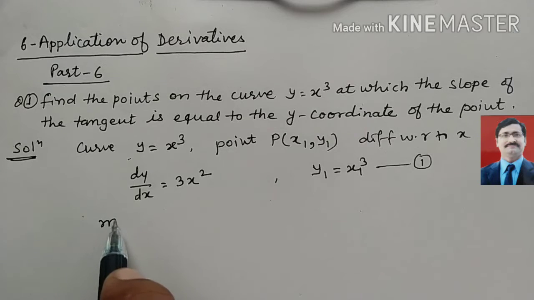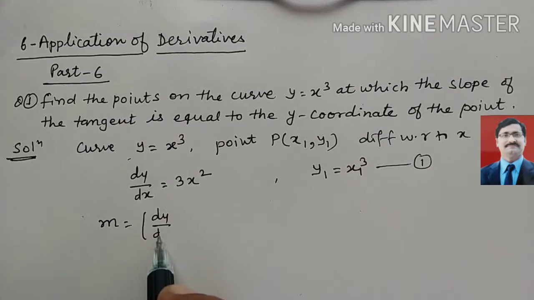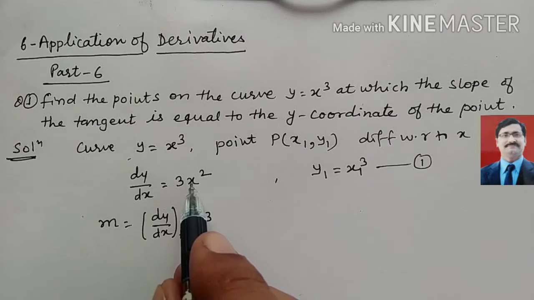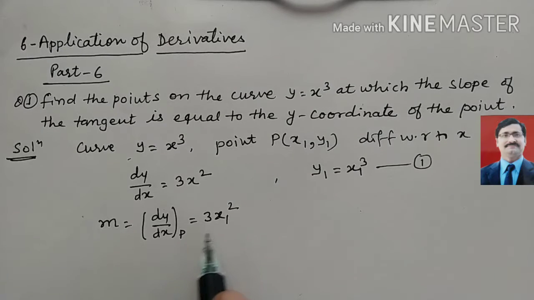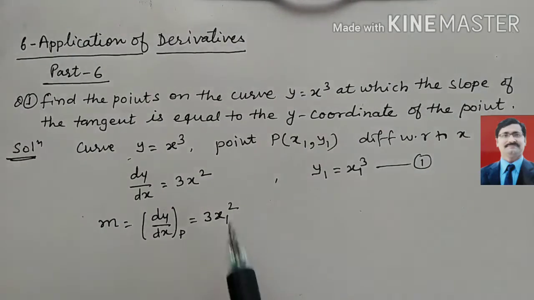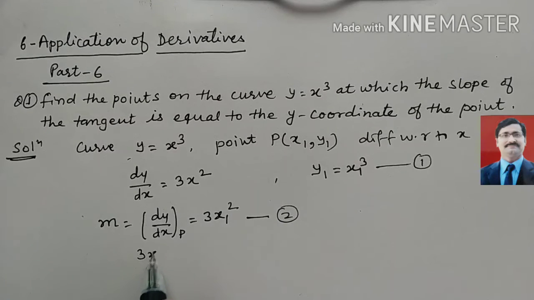Now we get the slope m. M means in this dy by dx we have to put the point, so in place of x we put x1, and we get the slope. Now in the question it is given that the slope of the tangent is equal to the y coordinate. This means 3x1 square, the slope, is equal to the y coordinate, which is y1. Now look here, this is equation 3.